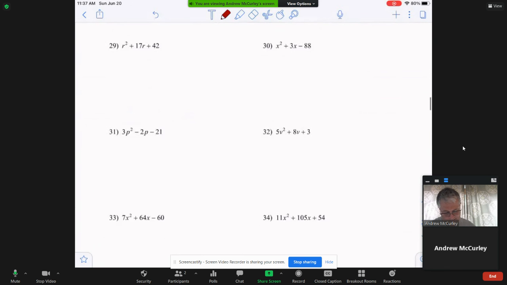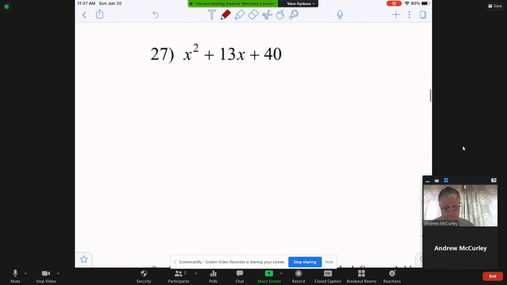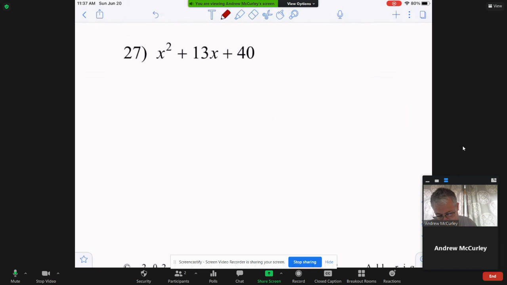We may not do all of these, but we'll be okay. Now this one has an a of 1. There's a 1x squared there. So that's fine. That makes this a whole lot easier. All I got to do is I know this is going to factor to something, something, something, something. I got an x here. I got an x here. Hey, this is plus, plus. So I know it's going to be plus and plus. I just got to think of the two numbers that multiply together to give me 40, that add together to give me 13. A lot of you have already done this in your head, I'm sure.